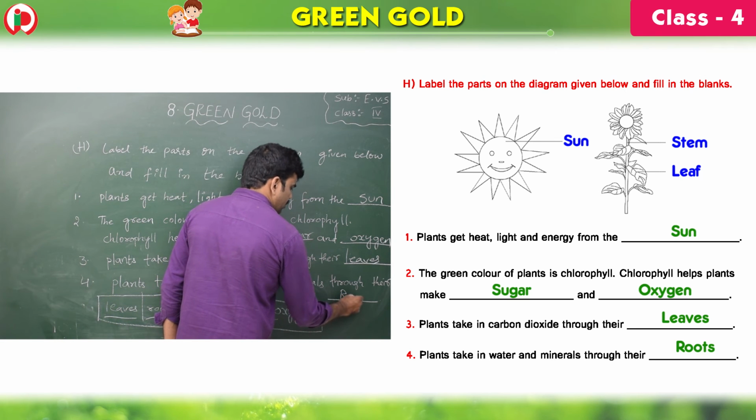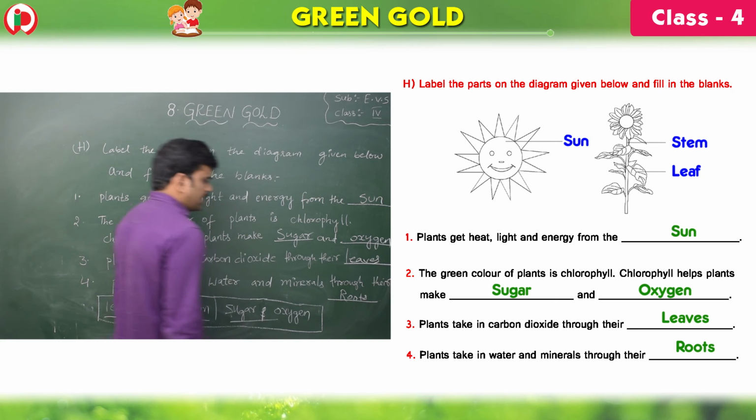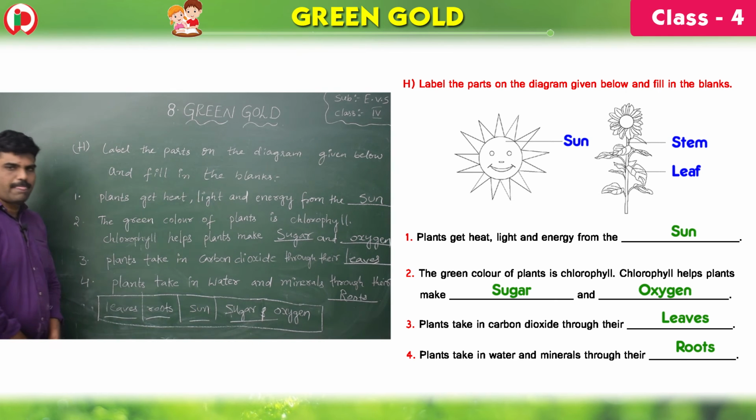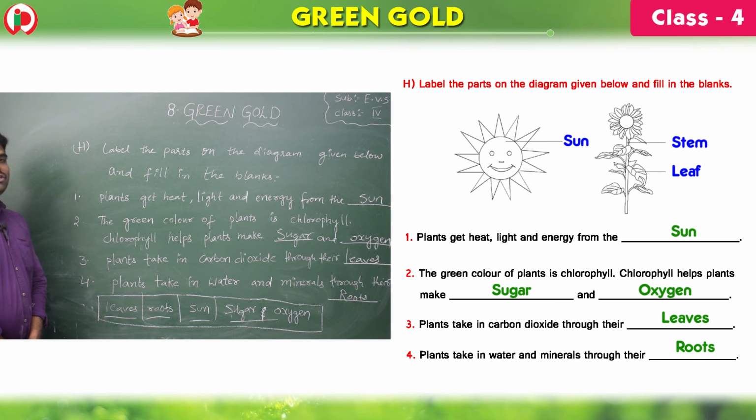So through their roots. Once again I repeat this, fill in the blanks, children. Plants get heat, light and energy from the sun. Green color of plants is chlorophyll. Chlorophyll helps plants make sugar and oxygen. Plants take in carbon dioxide through their leaves. Plants take in water and minerals through their roots. Okay.